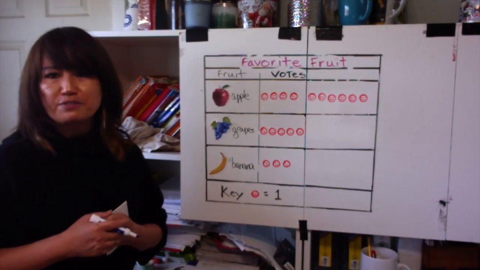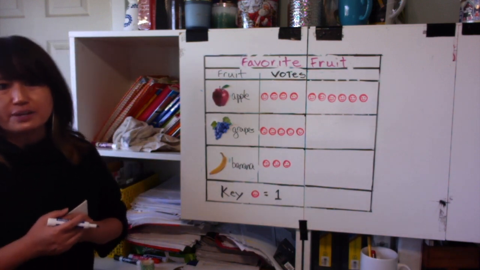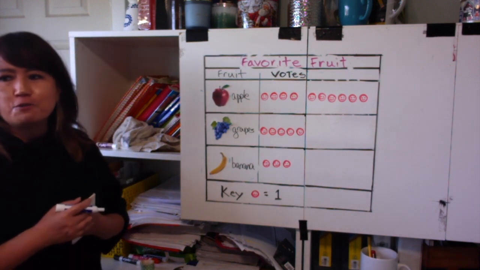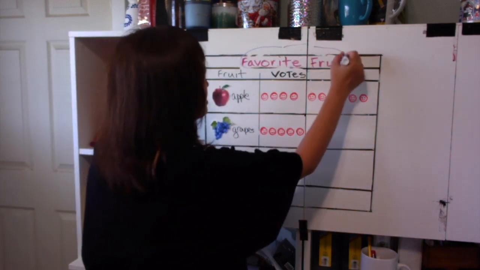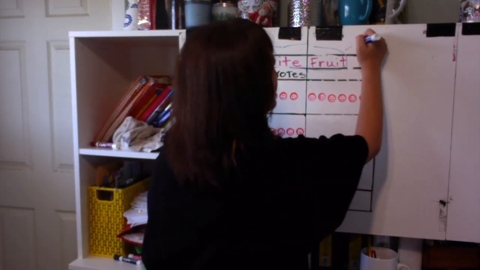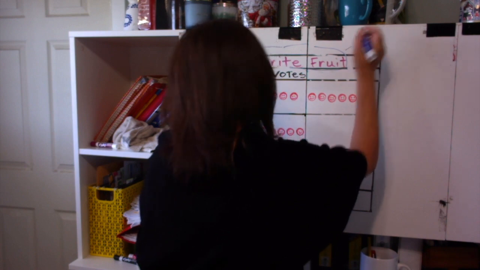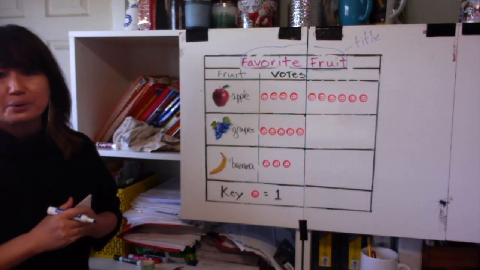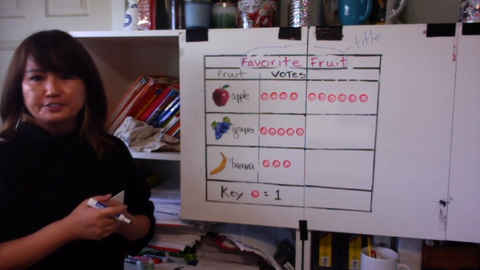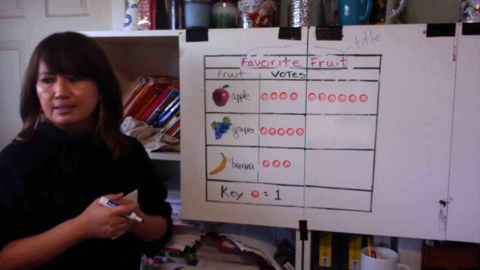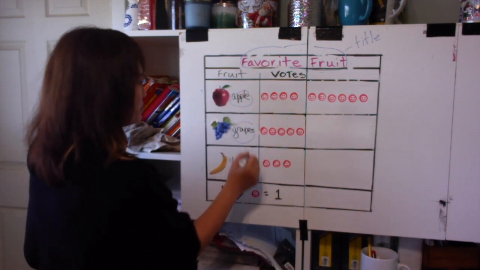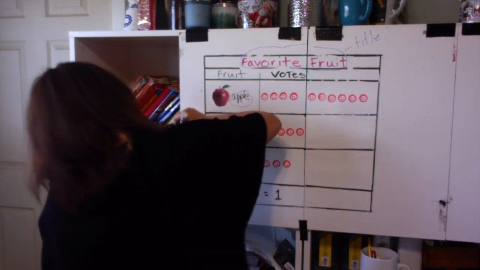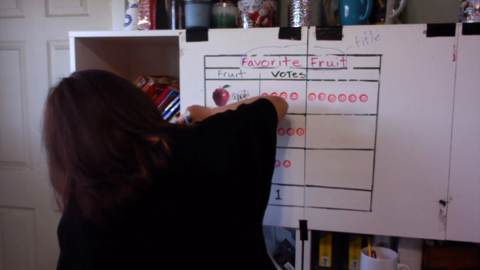Class, I drew a pictograph for you. Let's talk about the parts of a pictograph. Okay, first name the title for me. Diego? Yep. Favorite fruit is the title of our pictograph. Let me label that title. Okay, now name the 3 categories for this pictograph. Apples, grapes, and bananas. Okay, so apple, grapes, banana. These are our categories for this pictograph.